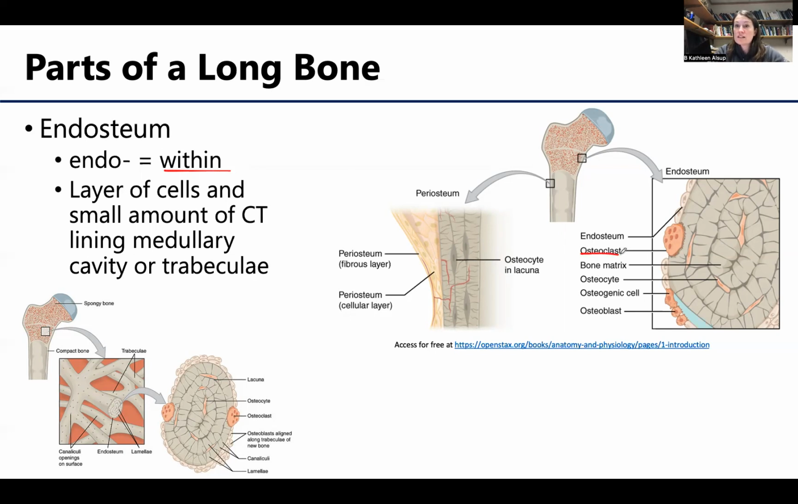You will have most of the bony cell types associated with the endosteum. So you see the large osteoclast here. You'll have some osteogenic cells. You'll certainly have osteoblasts as well. So most of the bone cell types are going to be associated with the endosteum. And you'll have the endosteum lining the marrow cavity or the medullary cavity. And then you'll also see it associated with the trabeculae of bone as well. So you can see that endosteum surrounding the trabeculae that are within the bone.